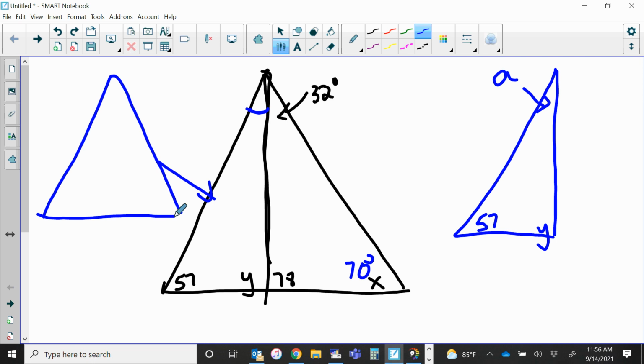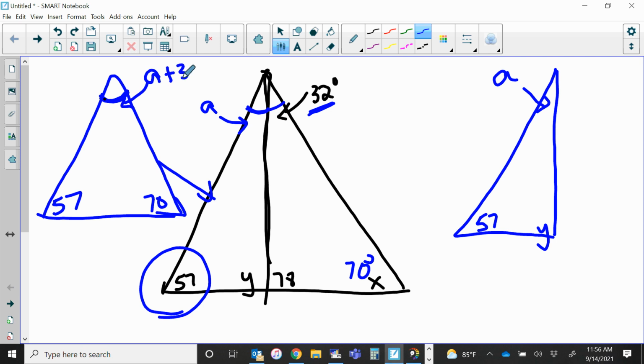What is the measure of this angle in the bottom left corner? What is the measure of this angle down here? 57. What is the measure of the angle that we found to be in the bottom right corner? 70. What is the measure of this angle? Does everybody understand the measure of this angle? If I define this as A, and this is 32, then the measure of the full thing is A plus 32. Do you follow me?